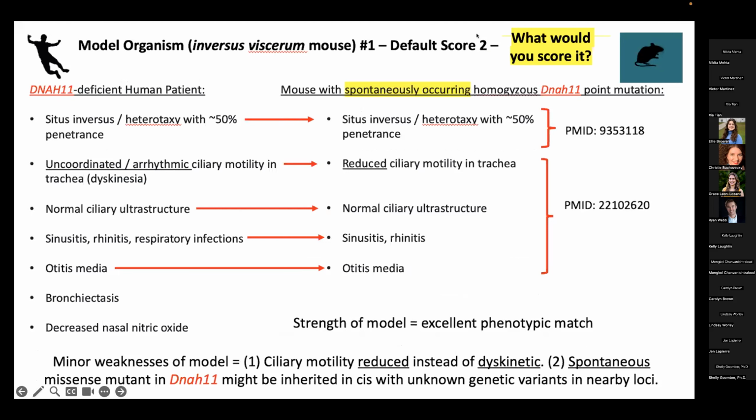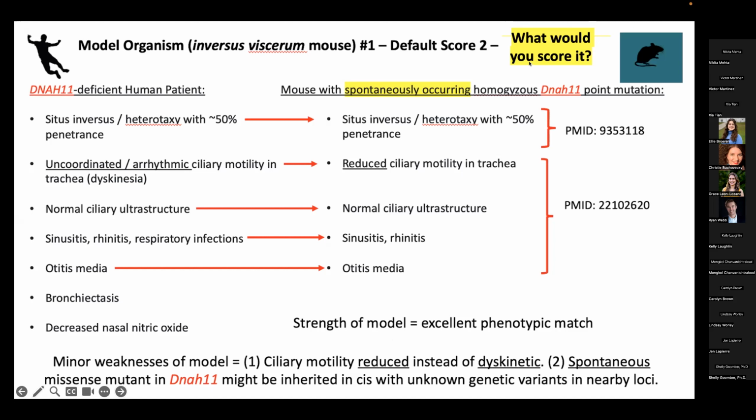The default score for animal models in general is 2. What would you score this one? You can see again the phenotypes are laid out on the left side of the screen for the human patient, and for the mouse on the right side. It's kind of like a matching exercise. Here, instead of 2 points of matching, we got 5 points of matching. The strength of the model was considered to be a good phenotypic match. It did have some weaknesses: at the cellular level there were some slight differences, in that the mouse was defective, but not necessarily in the same way.